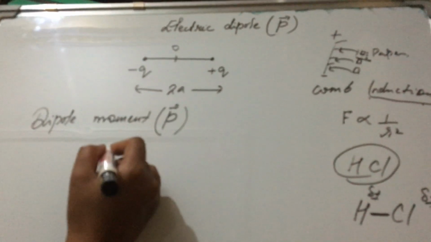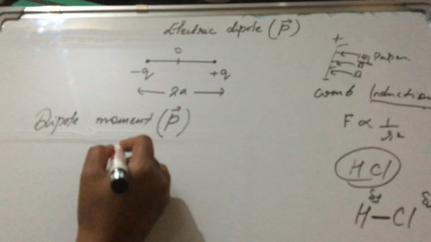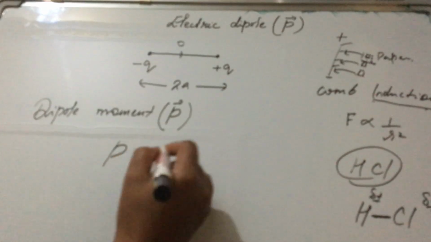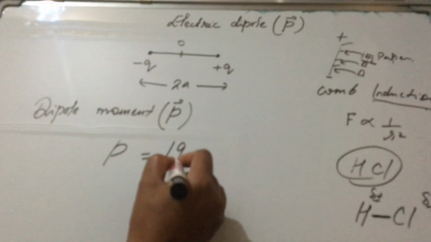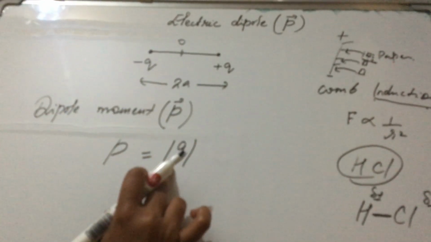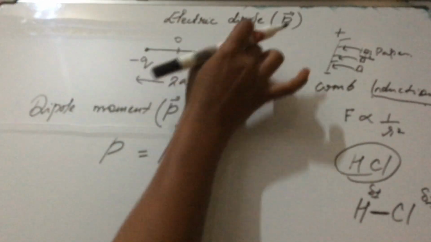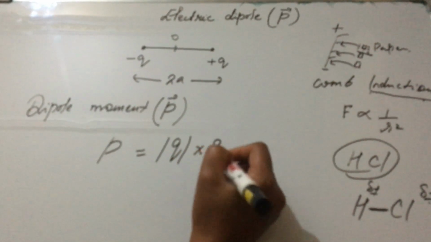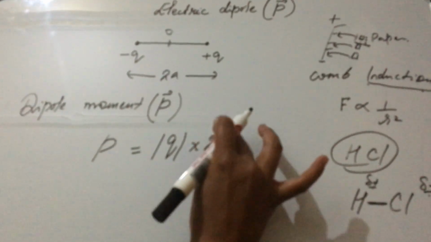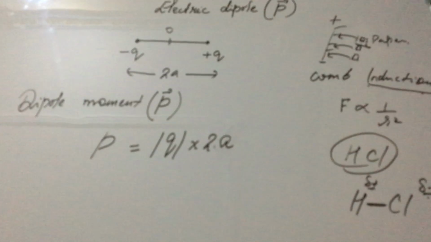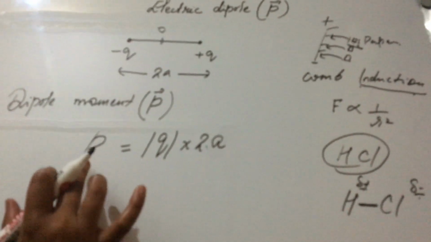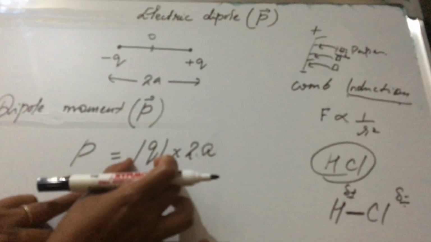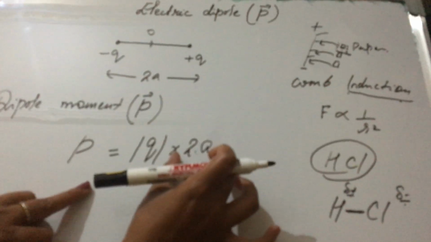Okay, and it is defined, I'll write in terms of magnitude, as the magnitude of either of the charges. I wrote magnitude because it can be minus, it can be plus, all total it's 0, right? So magnitude of either of the charges into the distance between the two charges. Here we are using A, right? So dipole moment is defined as the product of the magnitude of either of the charges and the distance between the two charges.